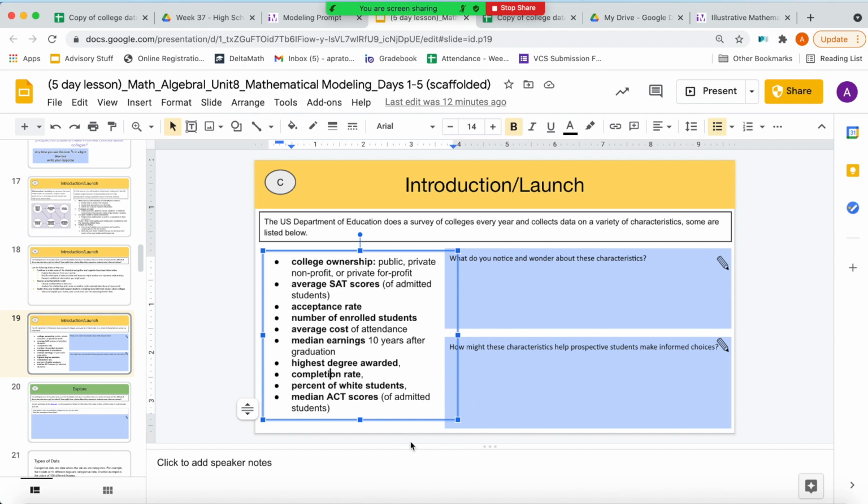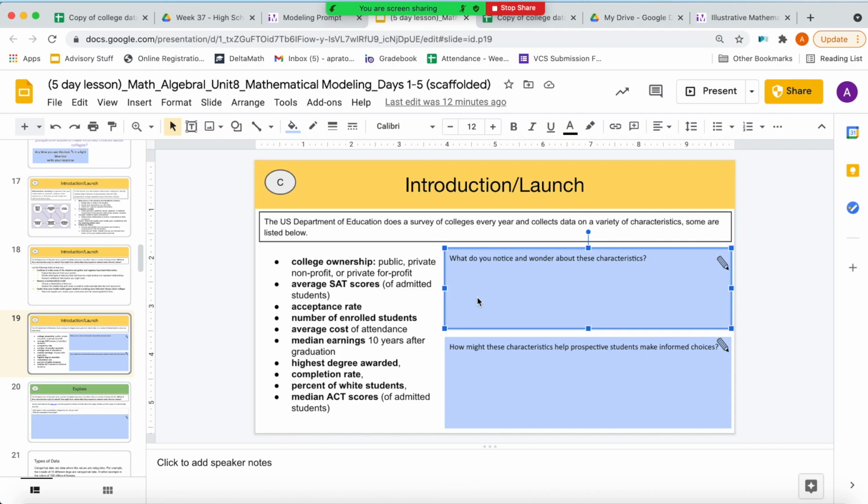Completion rate. What percent of the students are completing college there? If only 10% of students are graduating, what's going on? Why aren't most students graduating? Percent of white students, what percent of students are white? And then the median ACT score, similar to the median SAT score. This is just another test students can take to add to their application to show their performance on this specific test.